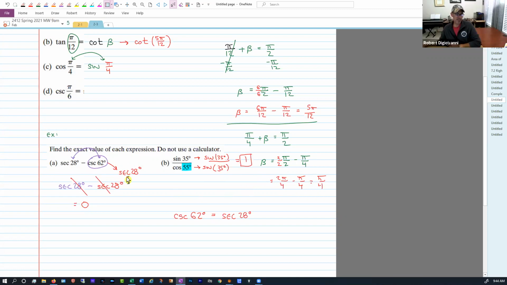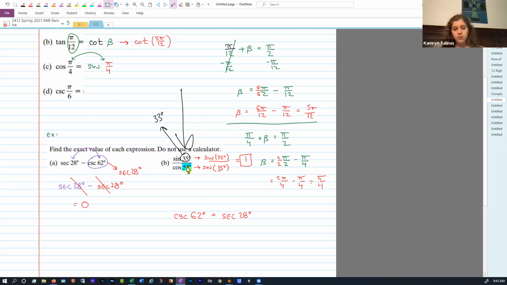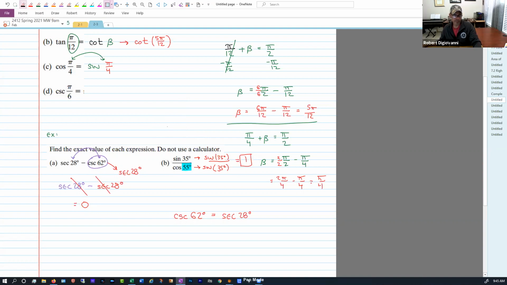So this example right here was just illustrating how we can use the property. Now, please keep in mind, let's say that this problem that we just did, that angle right there would have been 33 degrees and the bottom still would have been 55. We couldn't do this, right? Because then they don't add up to be 90 and we wouldn't have this nice thing happen. So they made the problem so it would work.